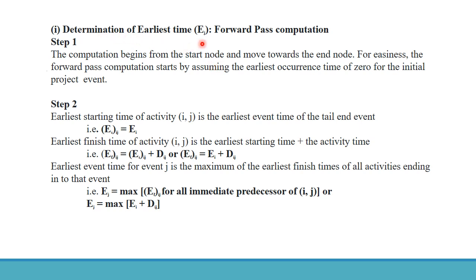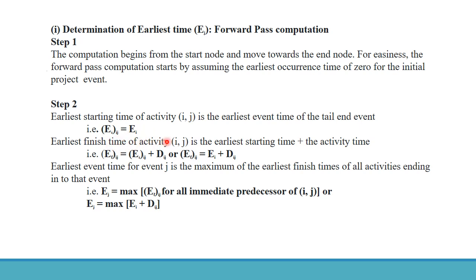The determination of earliest time, that is E_j. Step 1: computation begins from the start node and moves towards the end node. The forward pass computation starts by assuming the earliest occurrence time of 0 for the initial project event. Step 2: the earliest start time of activity i-j is the earliest event time of the tail end event, that is ES_ij is equal to E_i.